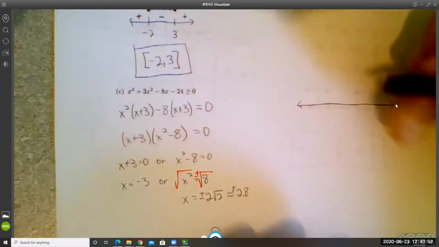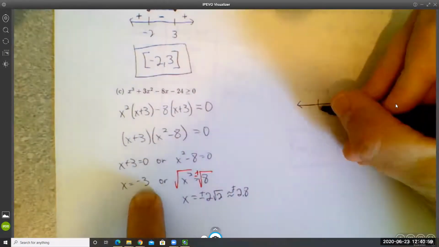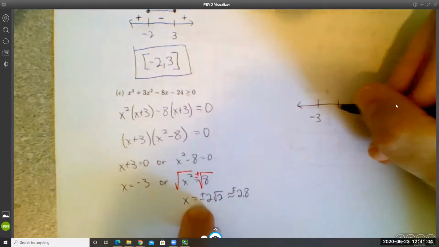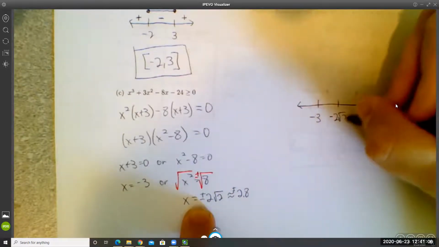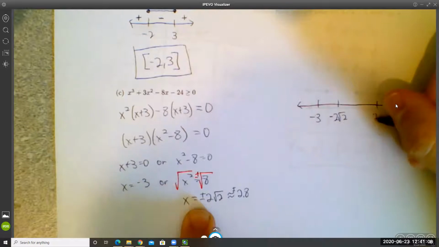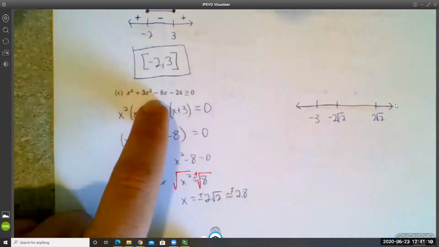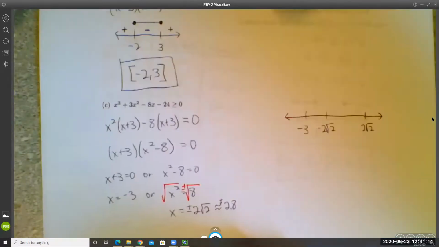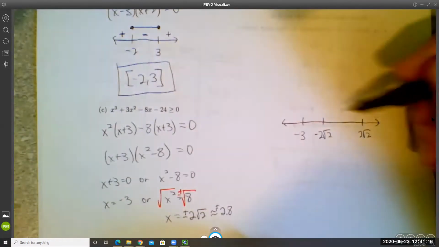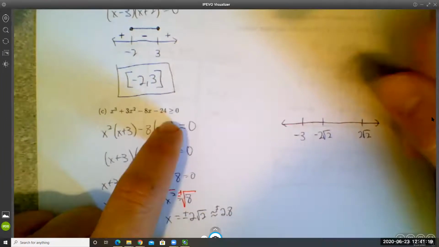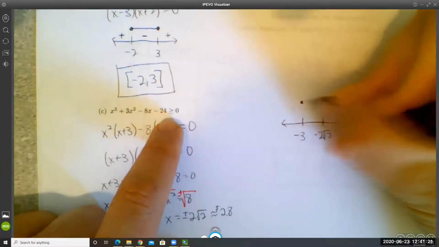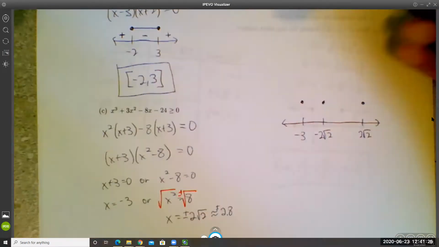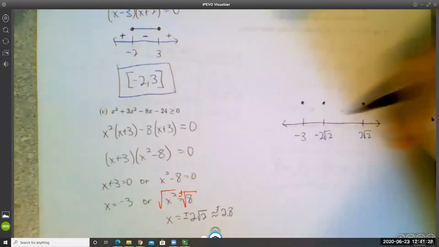Okay, so I have -3, and I have about -2.8, so I'm going to call that -2 root 2 actually, and then I have positive 2 root 2 over here. Those are the places where this could potentially change sign. Now I'm going to figure out what the signs are in each region. Oh, maybe I should plot the points, right? Closed circles. So now let's figure out what the sign of the expression is in each of these 4 regions.